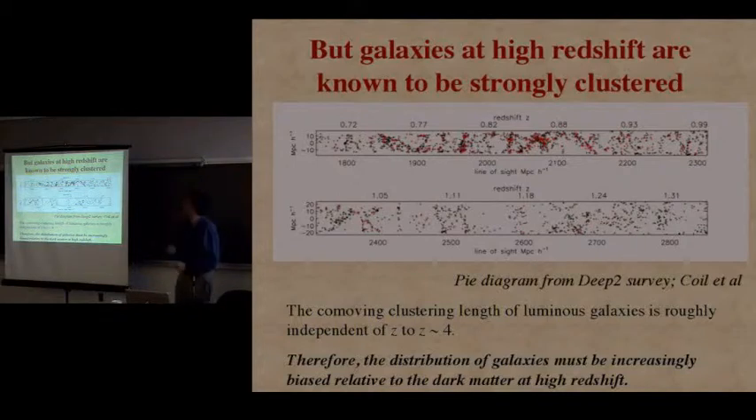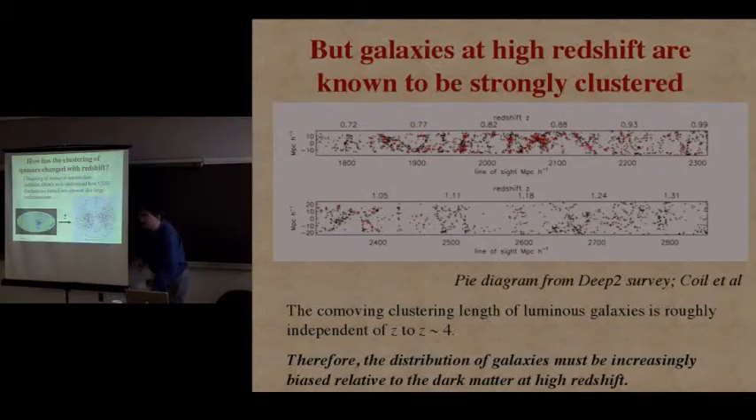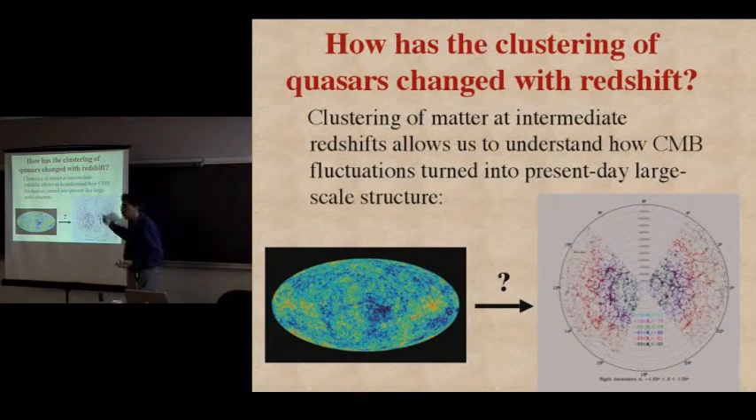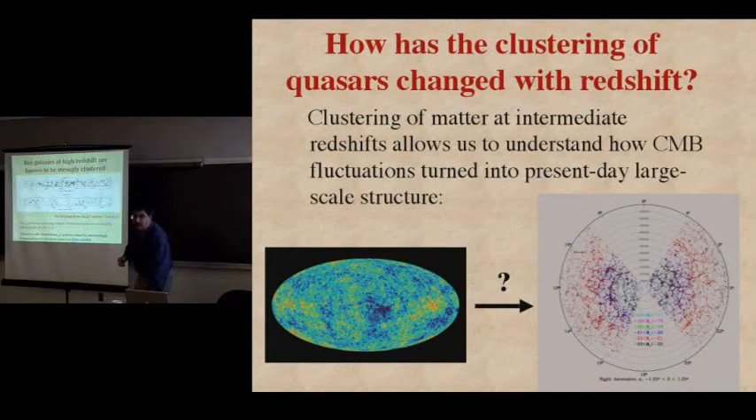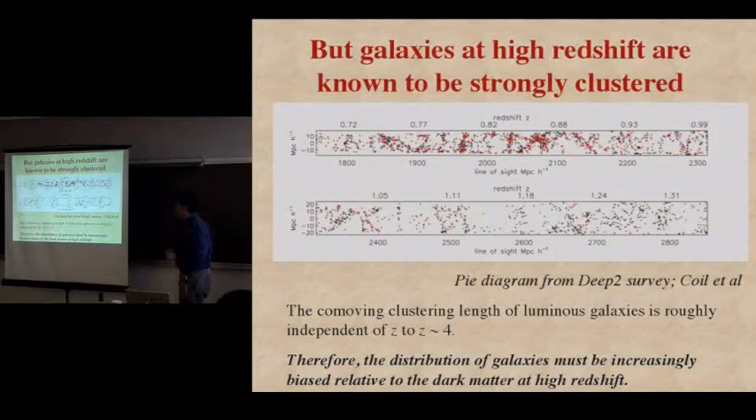Galaxies at high redshift are known to be very strongly clustered. This is a picture, in this particular case, from the DEEP2 survey at about a redshift of 1, from Coil et al. And I think there must be better pictures of this now. This is from one of their early papers. But what one sees at redshift of 1 is the same rather intricate structure of clusters and voids and filaments that one finds at low redshift. You find it at redshift of 1, and indeed at higher redshifts as well.